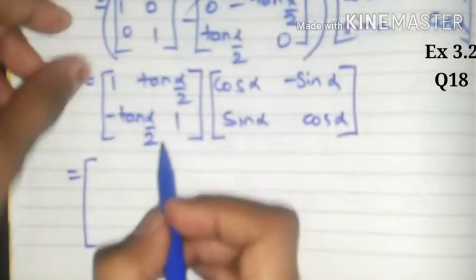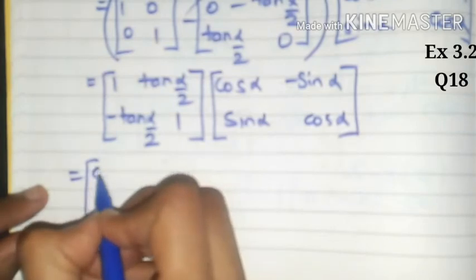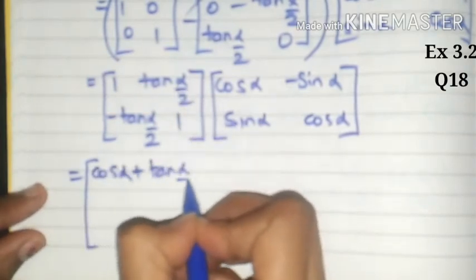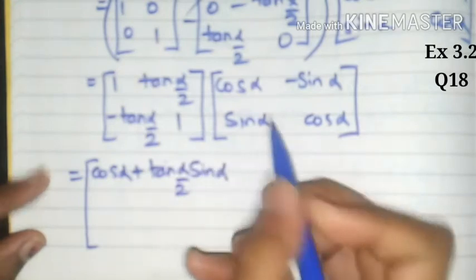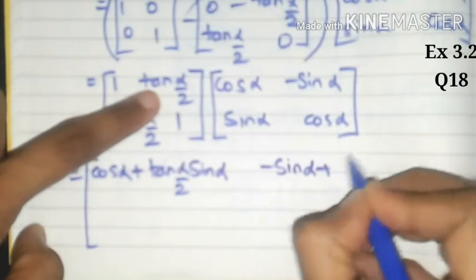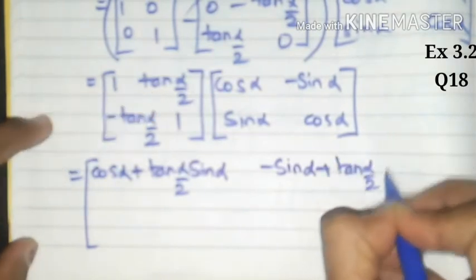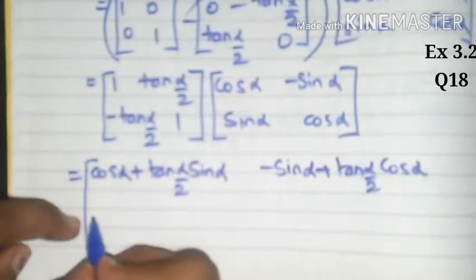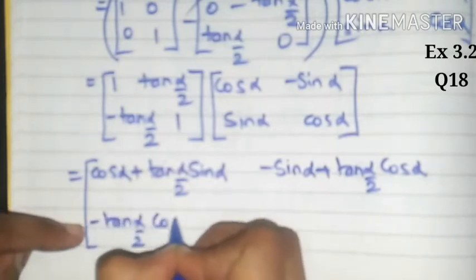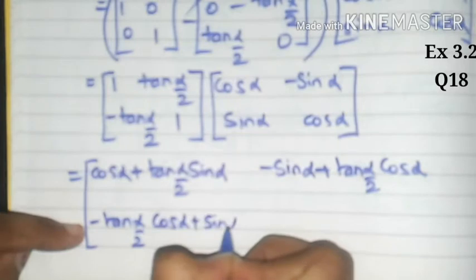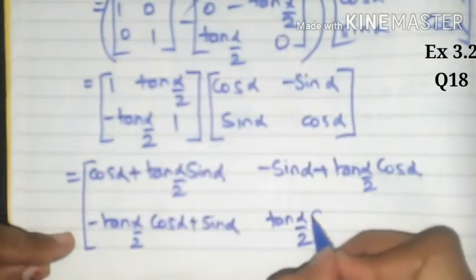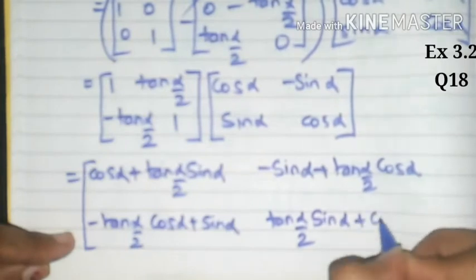So let us do that. You'll get 1 into cos alpha plus tan alpha by 2 sin alpha. This is the first entry. Then 1 into minus sin alpha plus tan alpha by 2 cos alpha. Now we'll go to the second row. We'll get minus tan alpha by 2 cos alpha plus sin alpha. Then you will get tan alpha by 2, this one, tan alpha by 2 into sin alpha plus cos alpha.